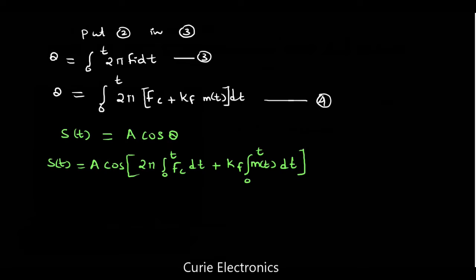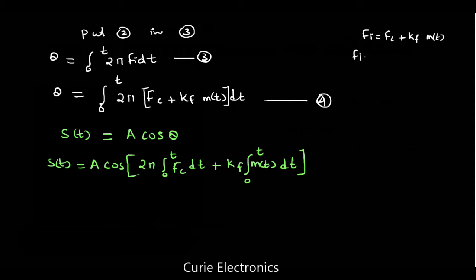One more thing comes into the picture. This k_f, we have to write in terms of modulation index. For that, what was our instantaneous frequency? That is f_i equals f_c plus k_f m of t.